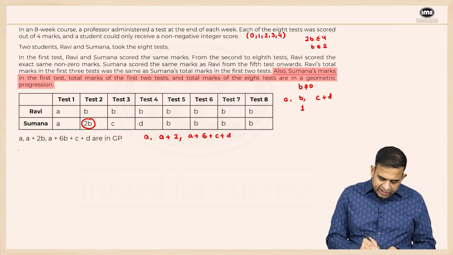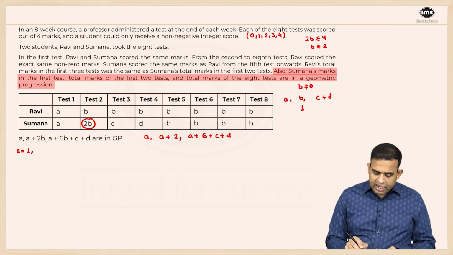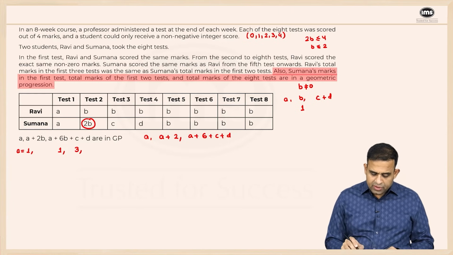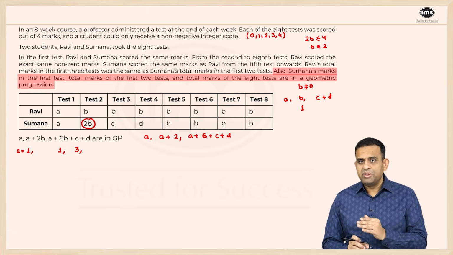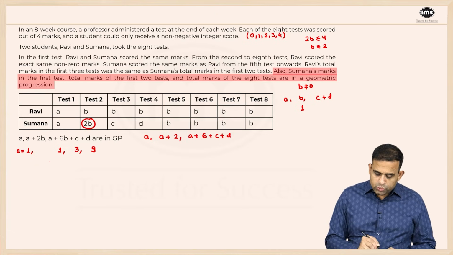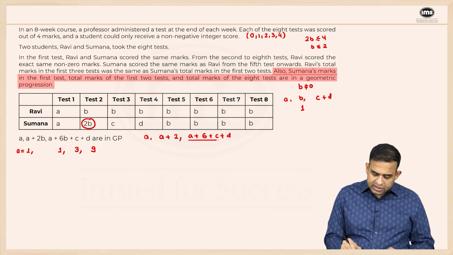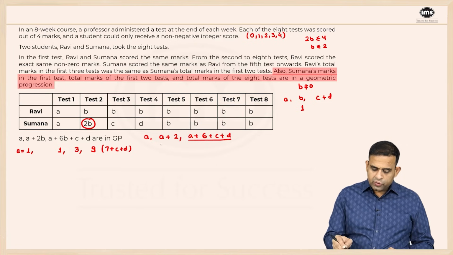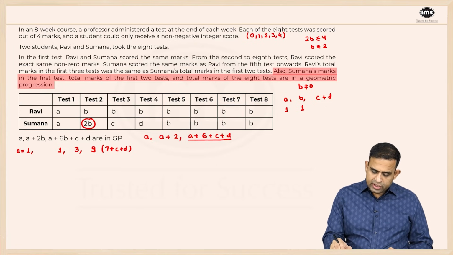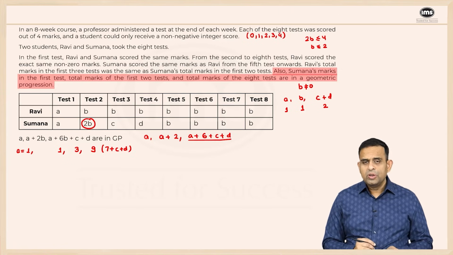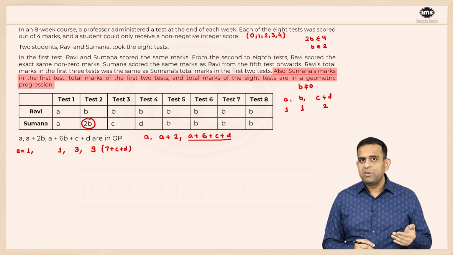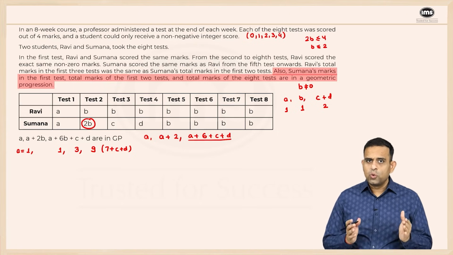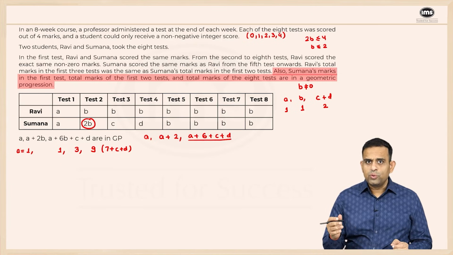Let's take the scenario. Suppose a is equal to 1. In that case the term a plus 2 will become 3. Now, if I look at this 1, 3, something has to be in GP, that something has to be equal to 9. Now, for this to happen, a plus 6 plus c plus d with a equal to 1 will become nothing but 7 plus c plus d. So, when we have taken b as 1 and a as 1, the value of c plus d will come out to be 2. And is this possible? The answer is yes, this can be very much achieved with the help of, let's say, 2, 0, or 1, 1, or 0, 2, because the scores allowed are going to be among 0, 1, 2, 3, 4.